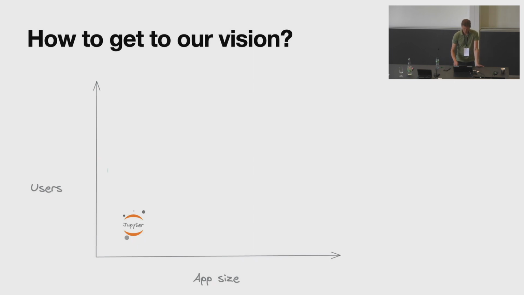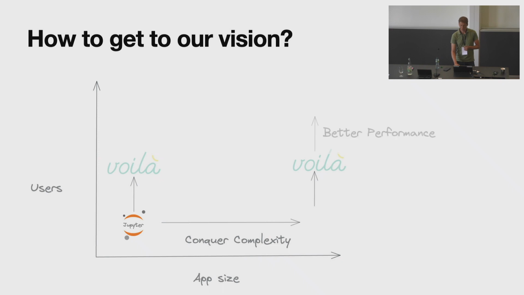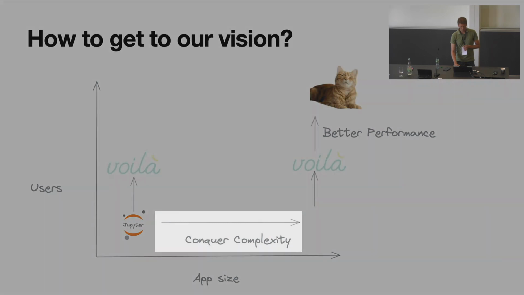So how do we get to this vision? With Voila, we could already get from a notebook to more users, more non-technical users. But it didn't help us in conquering code complexity. So we want to have a tool to go to the right to make larger, more complex apps. And if we have that, we can again use Voila to present it to our non-technical user. And then later on, I'll talk a bit more about the better performance.